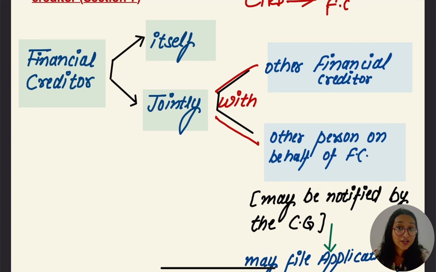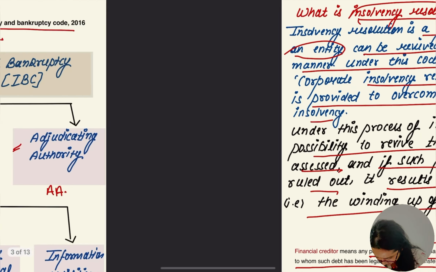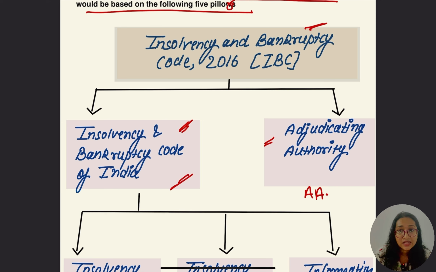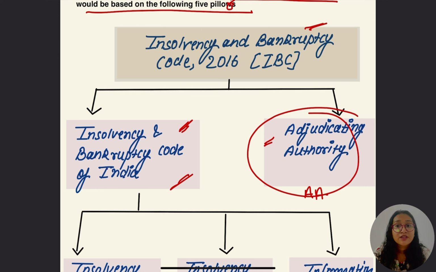To the adjudicating authority. Remember I told you one of the mechanisms of this insolvency resolution process was the adjudicating authority, the second part. Let me go back so you remember. Here it is. The Insolvency and Bankruptcy Code involves these mechanisms. First was the Insolvency and Bankruptcy Code of India. Second was the adjudicating authority. So the financial creditor is going to apply to whom? To the adjudicating authority, and against whom? Definitely the company, the corporate debtor. Hope this point was clear.